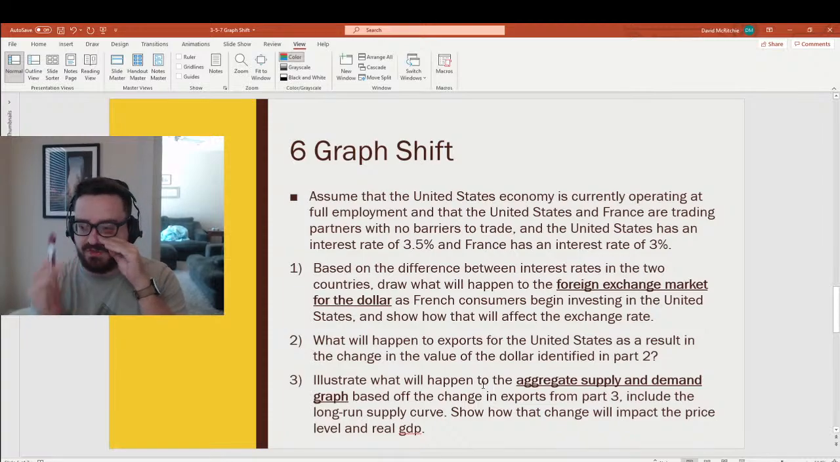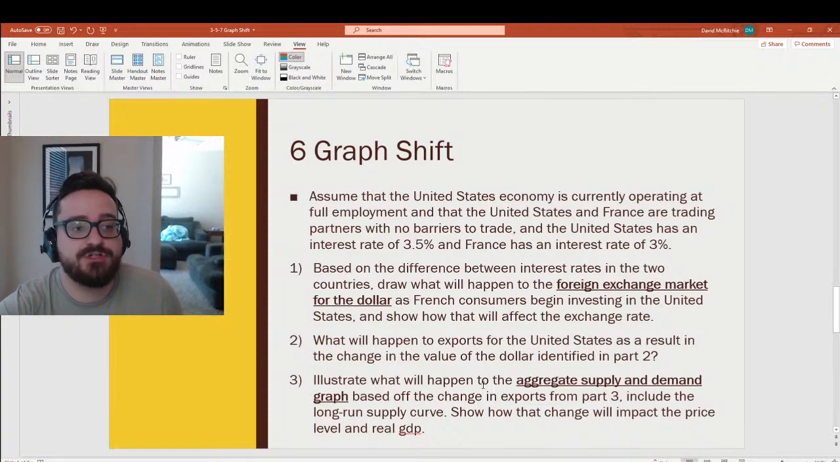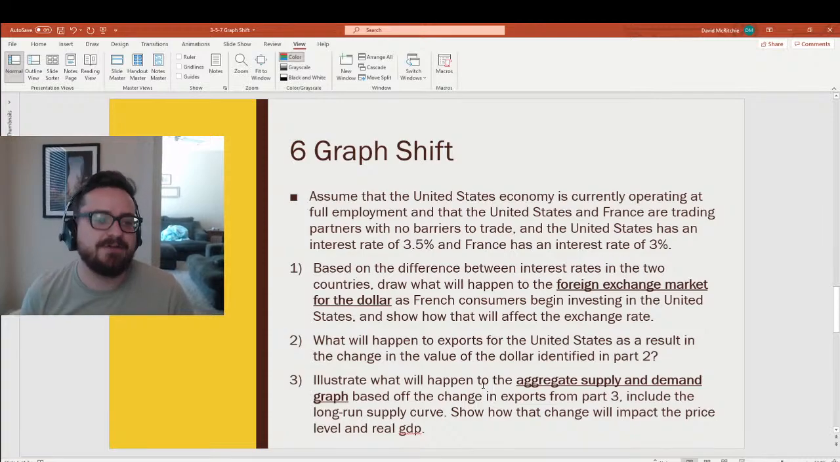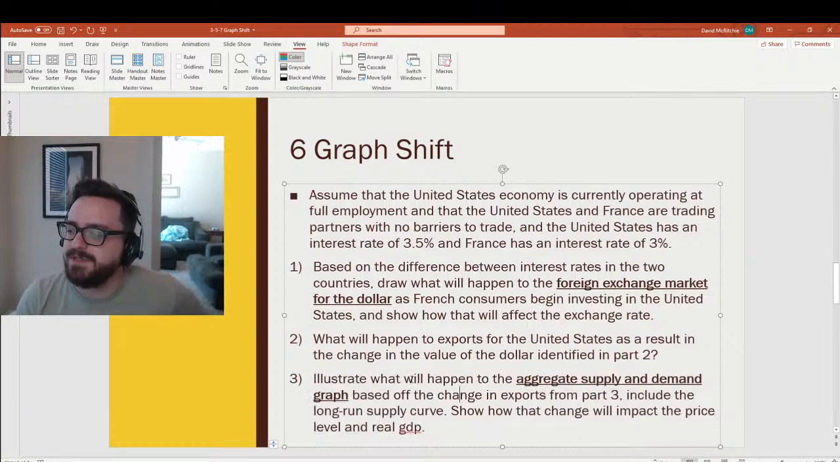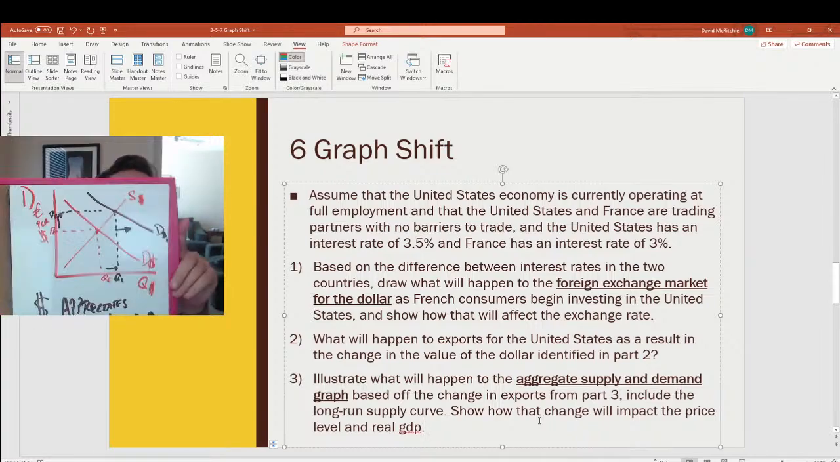And luckily, the questions will often tell you exactly what you need from the previous graph to get to this graph, which is great. Like again, I stole this from an AP exam question. Illustrate what will happen to the aggregate supply and demand curve based off of the change in exports from part 3 and include the long-run aggregate supply curve, and show how that change will impact the price level and real GDP. Okay, I'm going to erase my graph. So again, this is the graph and answer for number 1 and 2.